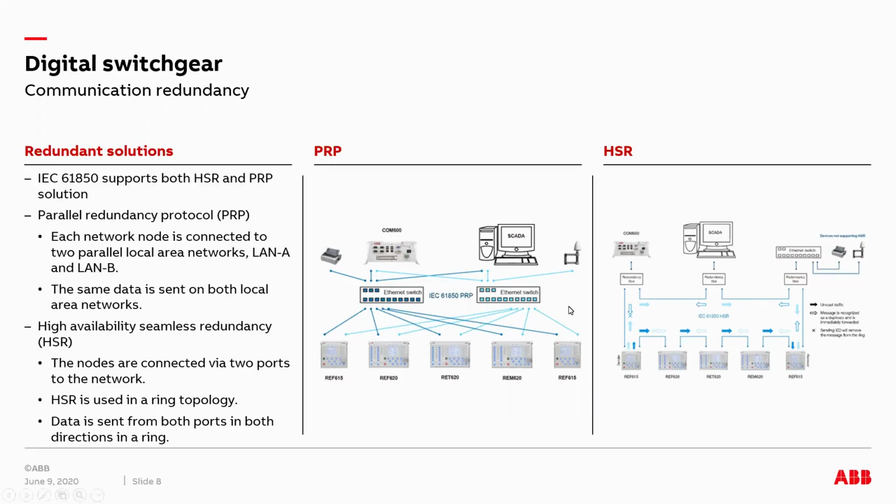Whereas HSR is the High-availability Seamless Redundancy protocol, as we call it, and that is a ring topology. Again, each device will have two ports, and the nodes are connected via two ports to the network.